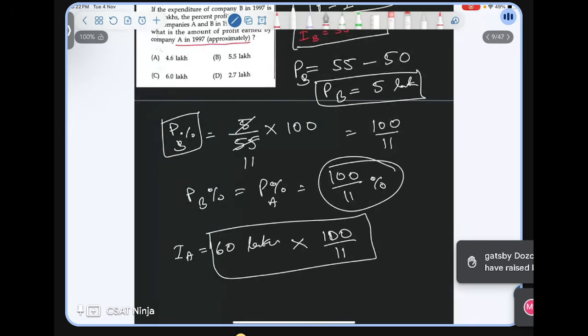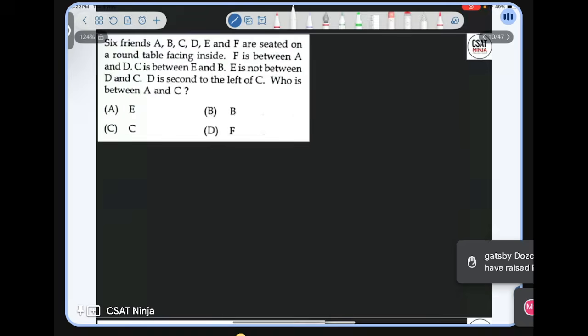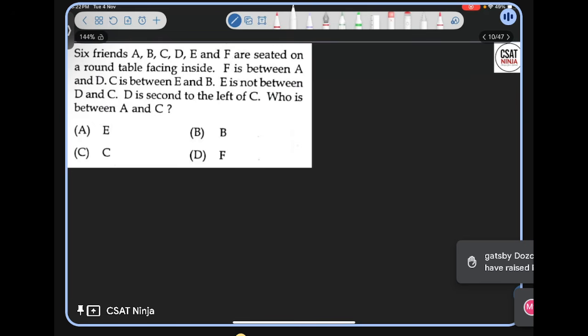Okay, you just multiply and divide. Let's try to save some time. Okay, so I'll leave that for you. Let's go to the next question. The next question is about 6 friends. It's a question based on seating arrangement.